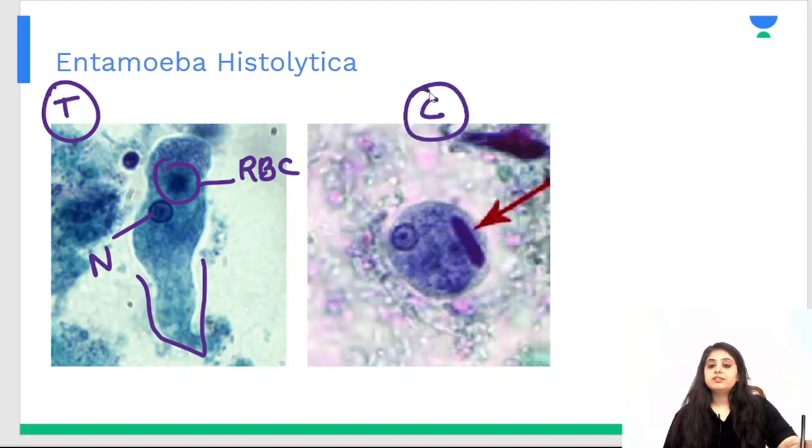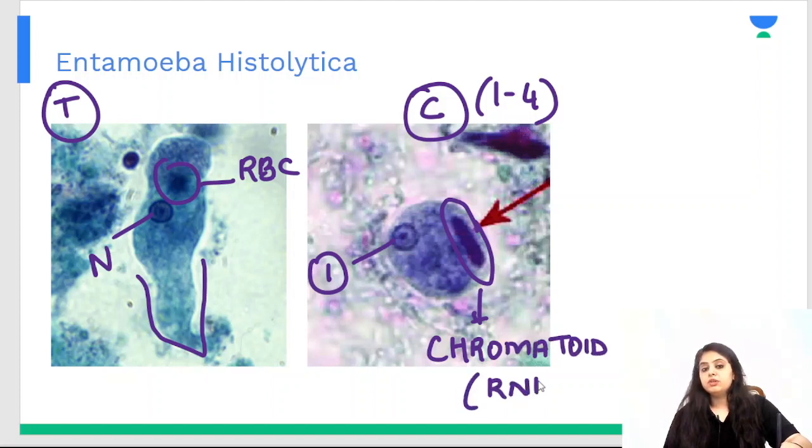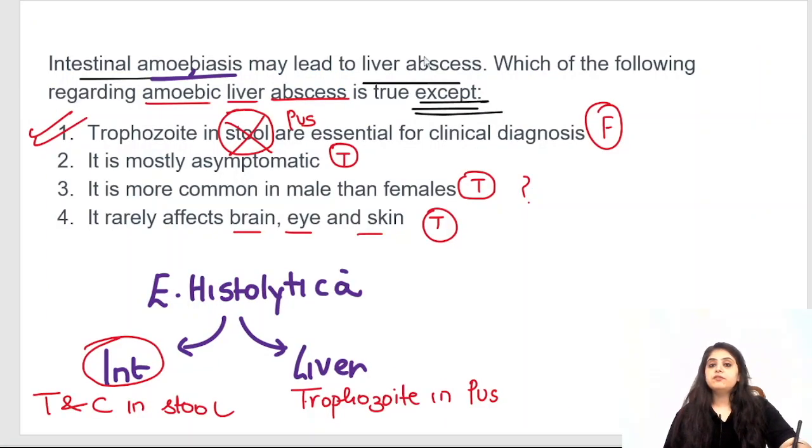Coming to the next one, cyst form. I can see 1 nucleus because cyst can show you total 1 to 4. So 1 nucleus, and I can see a very thick bar over here, which I would want to call as the chromatoid body. Repeating, made up of what? Made up of ribonucleoprotein. Well, so this question is also sorted. The false statement out here was that for amoebic liver abscess, I don't have to look at trophozoites in the stool. I have to look at trophozoites in the anchovy sauce pus.